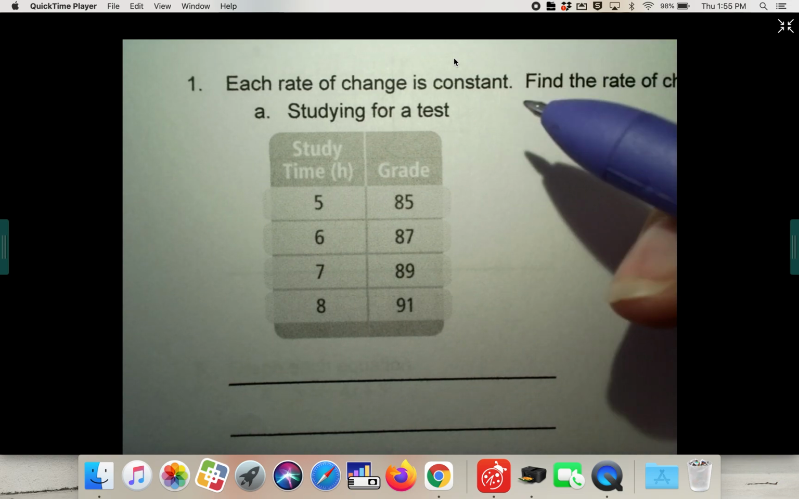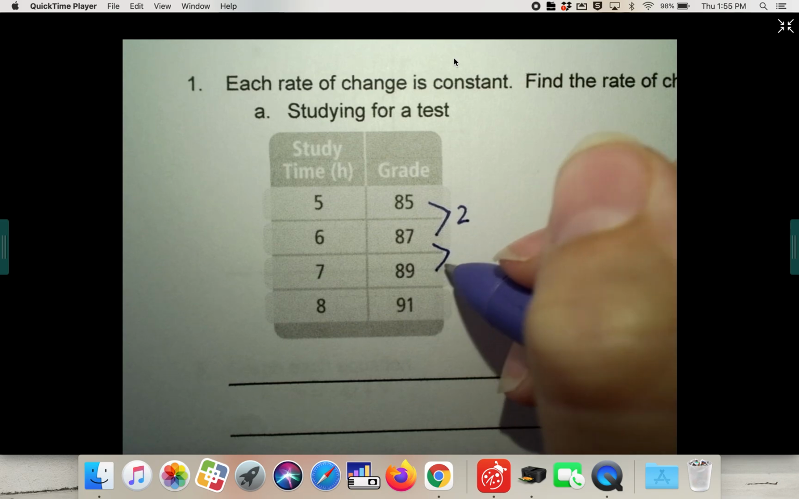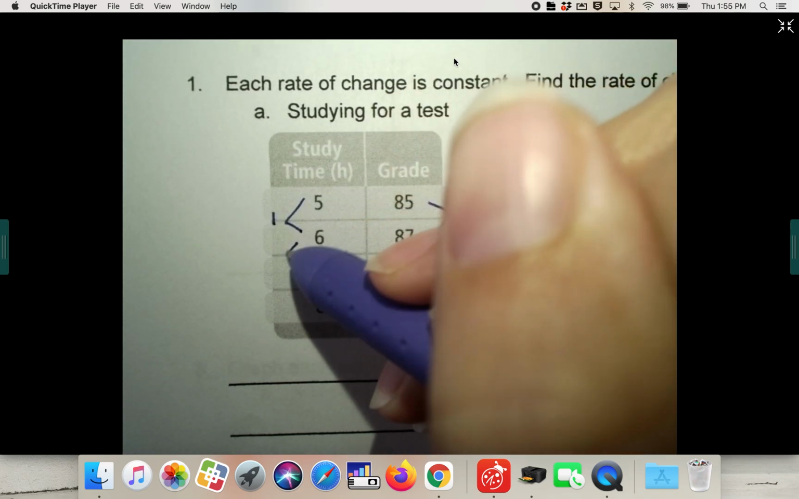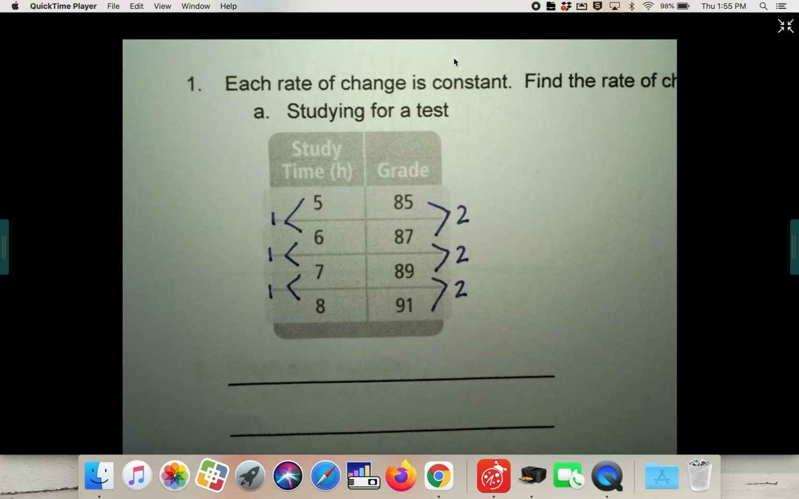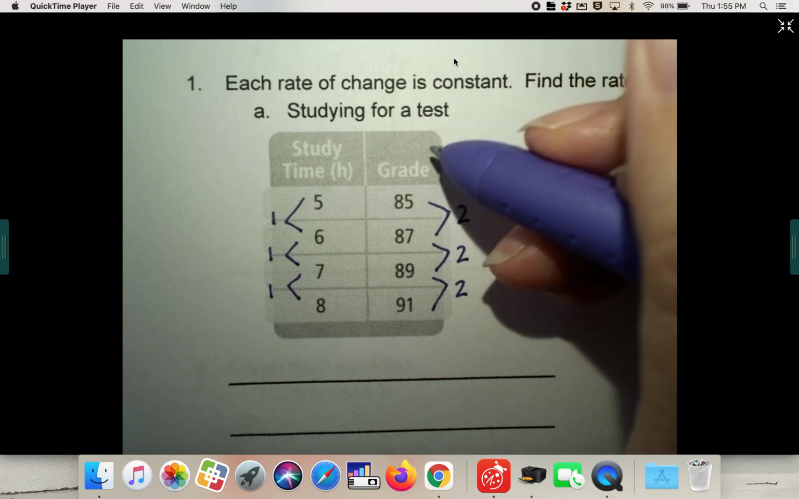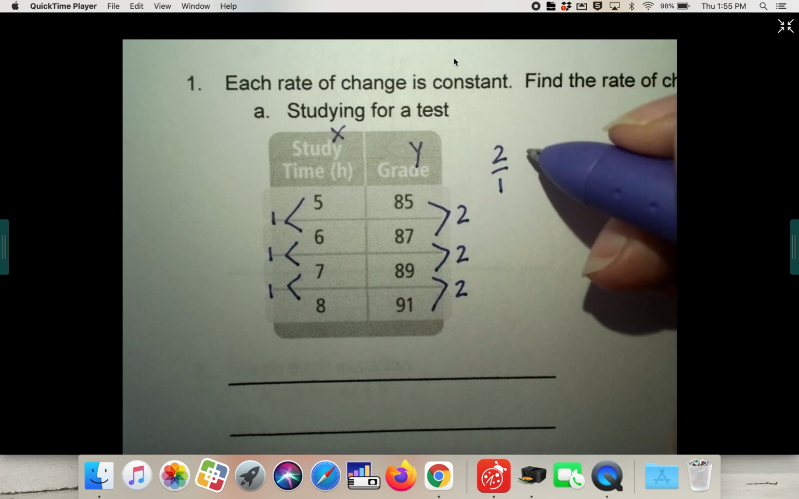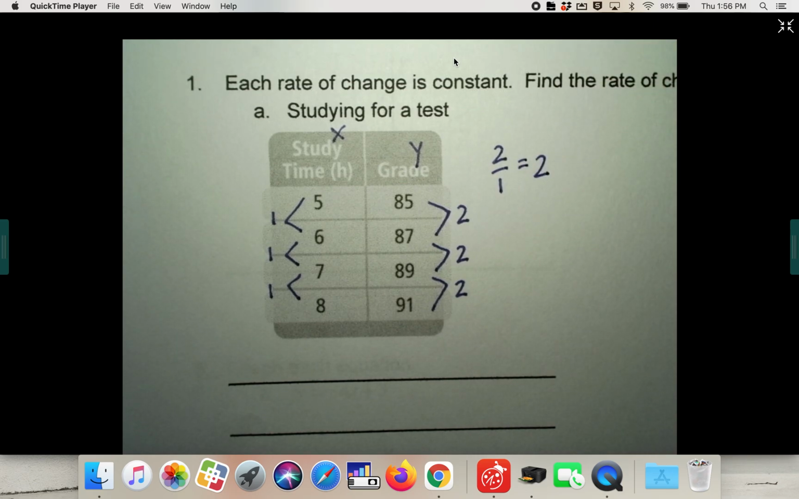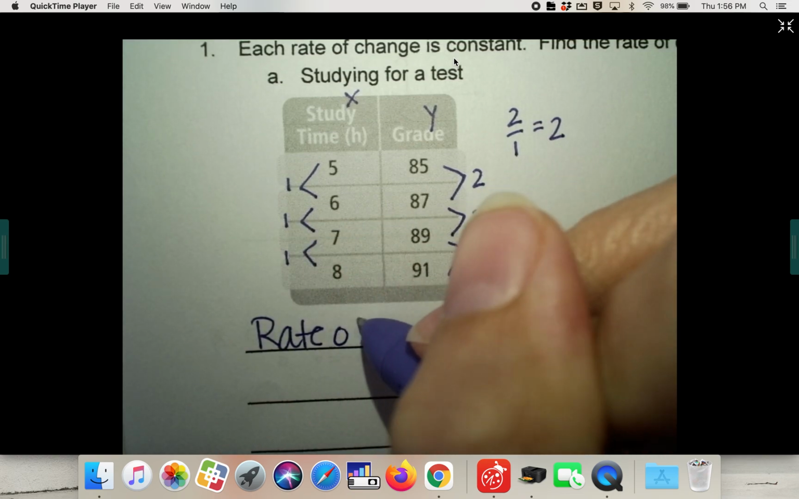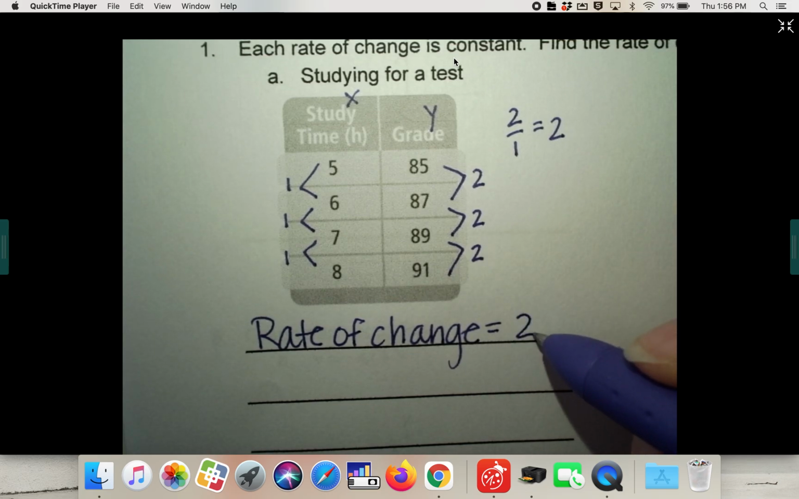So let's first find the rate of change. It looks like this is plus 2, plus 2, plus 2 for every plus 1. So the rate of change is 2 over 1. You always put your rise over your run, your y's over your x's. So the rate of change is 2 over 1, which is just 2. So rate of change is either 2 over 1 or you could just put 2.